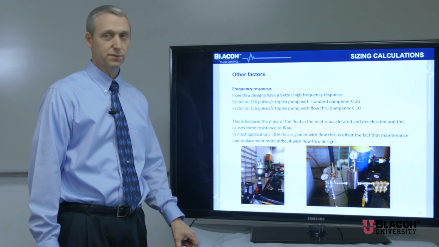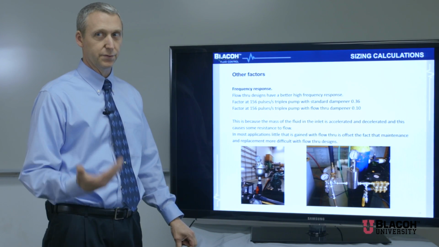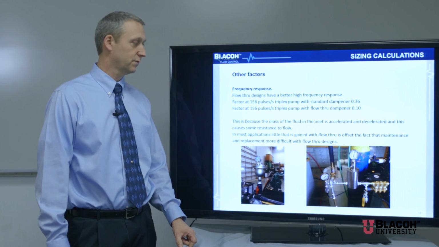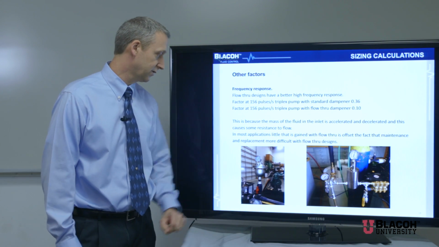If you have a system that's really noisy, the flow-through is a better design. It gets rid of that noise, whereas with the bottom connection the noise kind of just goes right through.